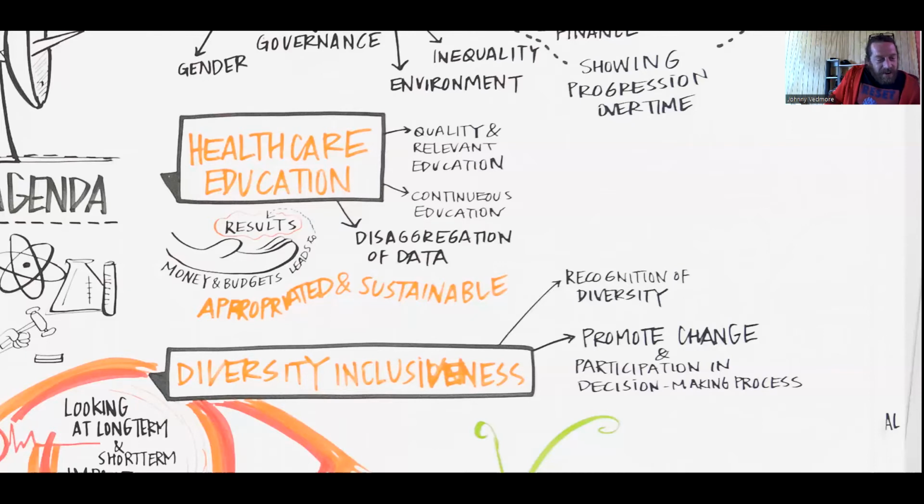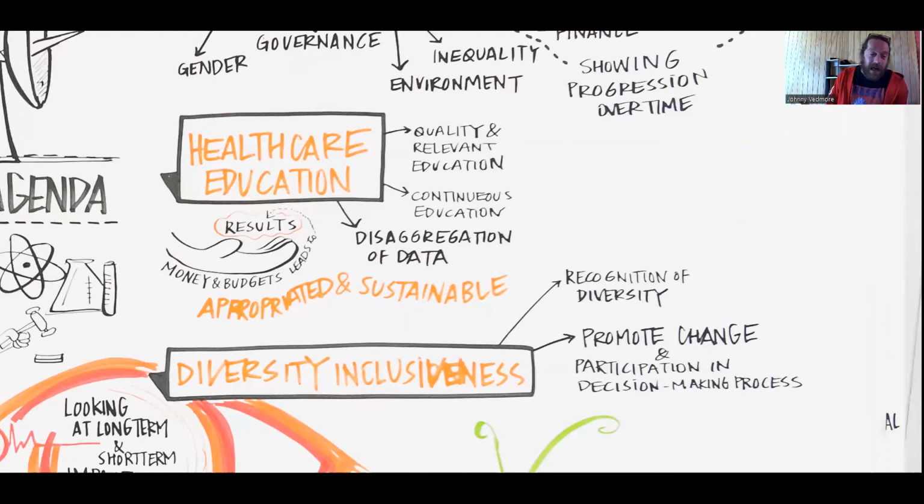So results, look down there. Money and budgets lead to results. Yes, money and budgets lead to results. So basically they've got to pay for all of the results. If they want results, and that's the best way to get results, paying. That's inclusive growth agenda. If you don't have money, you're not going to be able to pay to get results. Well done. Go learn to code.